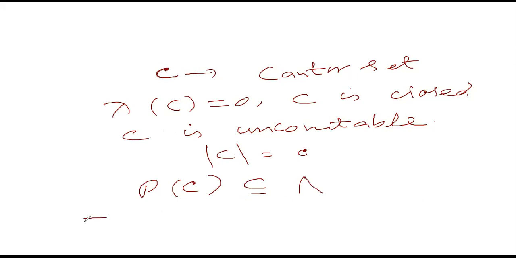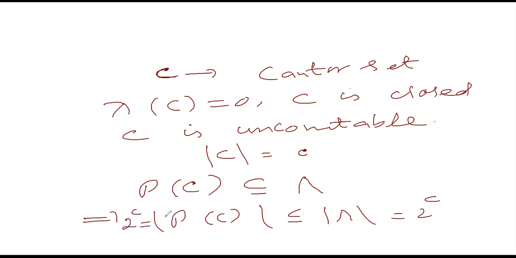Which implies that the cardinality of the power set of C is less than or equal to the cardinality of lambda, which is equal to 2 power c. But here again, it's also equal to 2 power c, because the cardinality of C is c. So if we take the collection of all subsets of C, then the cardinality of that collection will be equal to 2 power c. Which means that the cardinality of the collection of Lebesgue measurable sets is equal to 2 power c.